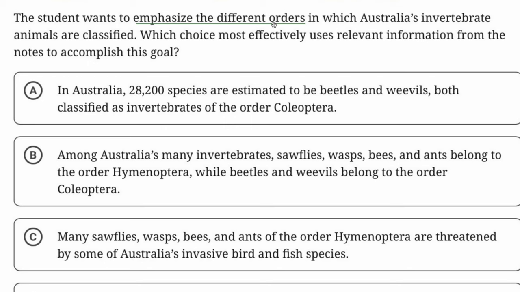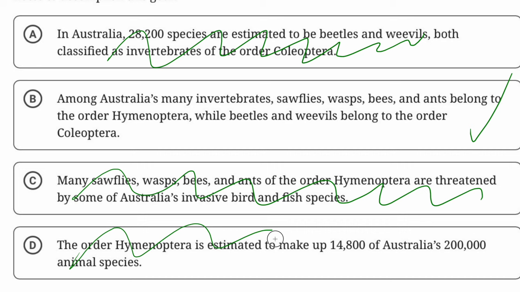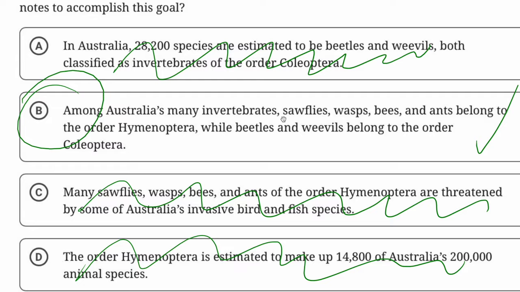Okay, but let's just see. This only mentions one order. So we've got to talk about different orders. B does that. That's two different orders. That's only talking about one order. And that's only talking about one order. So you see, focus on the question stem, and you should be able to eliminate the three incorrect answers without even needing to read the bullet points.